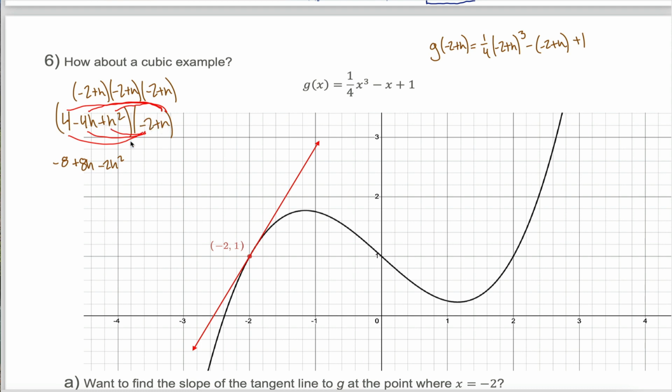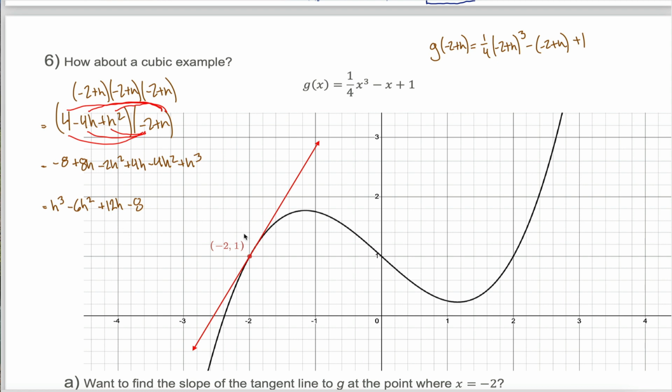I want to multiply the h times each of these 3 terms. So 4 times h is 4h. -4h times h is -4h squared. And h squared times h gives me h cubed. If I combine like terms and write the exponents in decreasing order just to keep things neat, I got an h cubed here. If I look for my h squareds, I got -4 of them here and -2 of them here. So total I have -6 of these h squareds. If I look for my h's, I got 8 of them here and 4 of them here. So I have 12 of these h's. And then finally, if I look for my constants, it's just this -8.